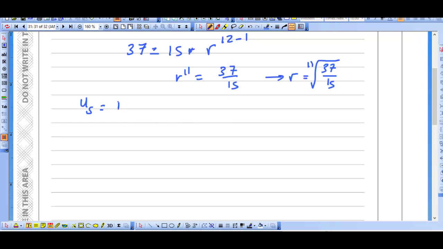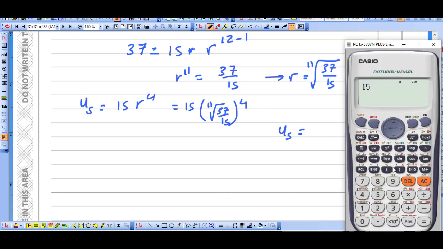Now U5 is equal to 15 r^4, which is 5 minus 1. So it's 15 times 37 divided by 15 to the power 4. So U5 is equal to, let us find this answer. So we have 15, and then open the bracket, shift, the 11th root, and then we go inside here, 37 divided by 15, and then we go here, and then we close the bracket, power 4.